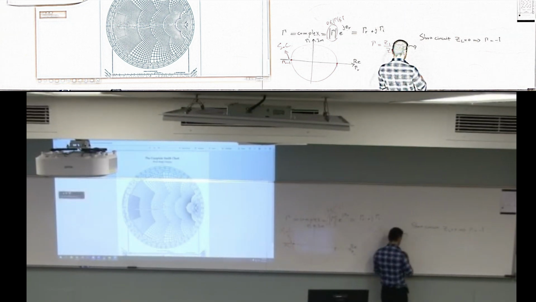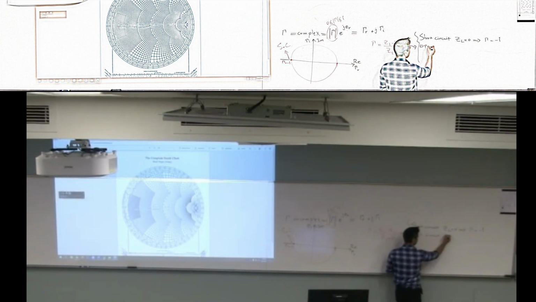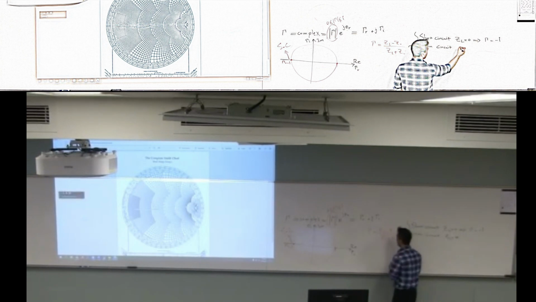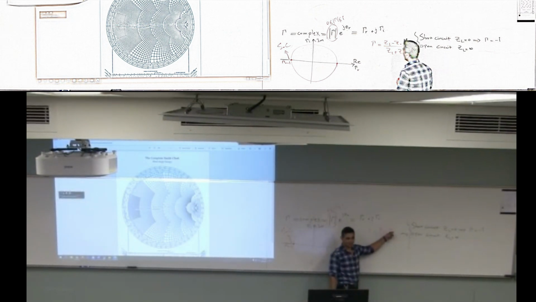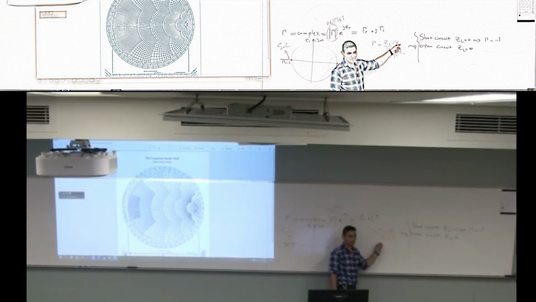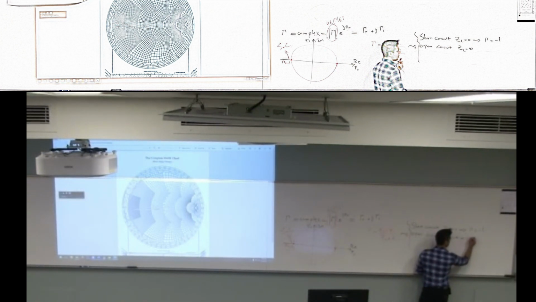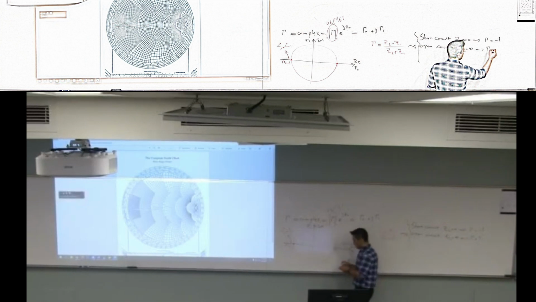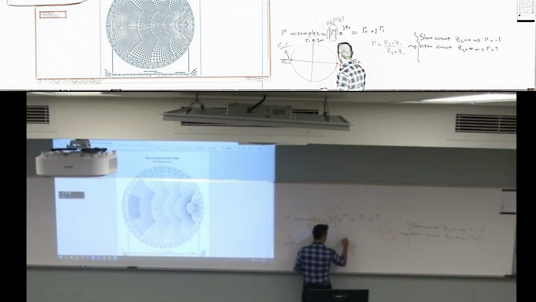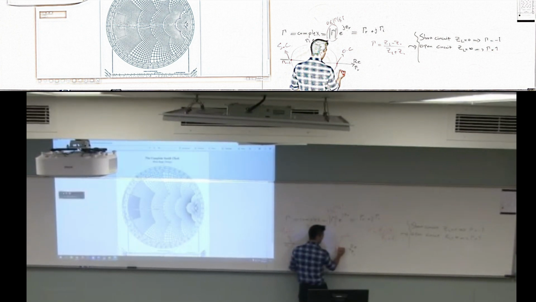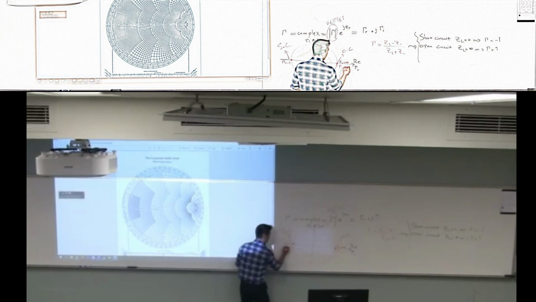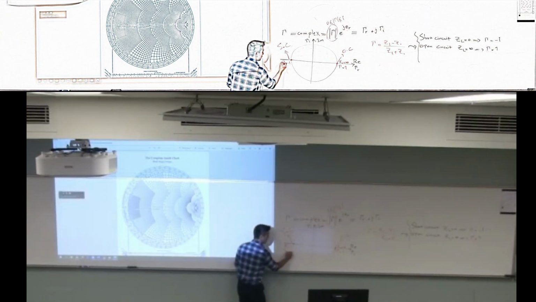Then you have open circuit. ZL equal to infinity. Infinity minus non-infinity gives infinity. Infinity plus any number gives infinity. Infinity divided by infinity gives 1. So gamma is equal to 1. It's in here. This is open circuit. This is ZL equal to infinity. This is gamma equal to 1. This is gamma equal to minus 1. And then this is ZL equal to 0.